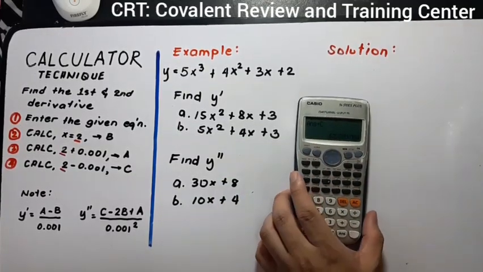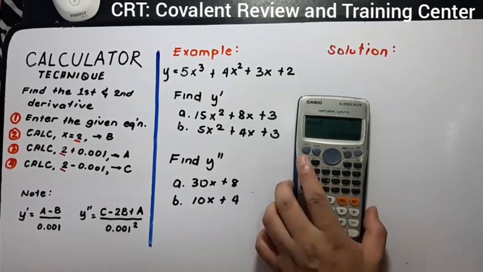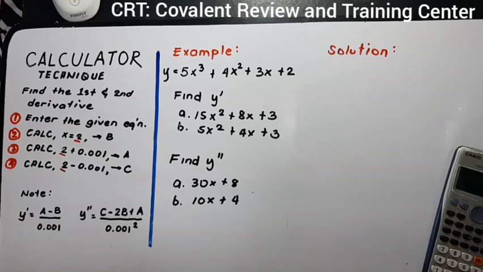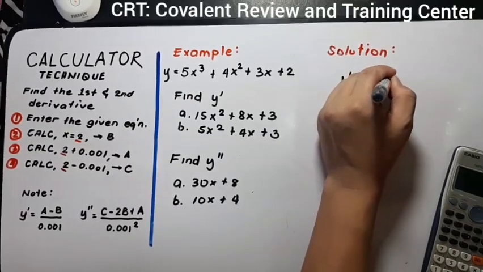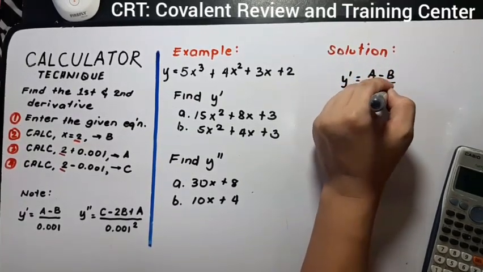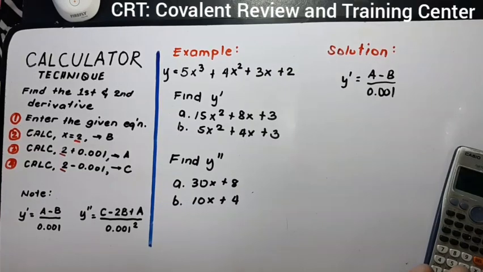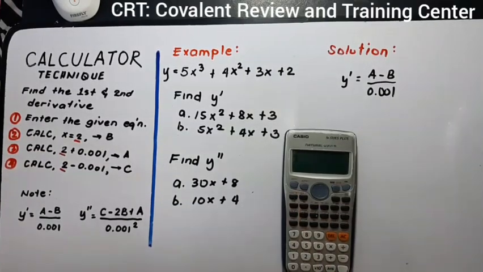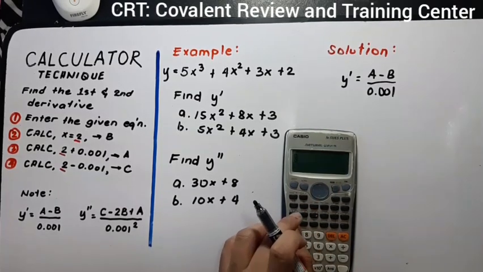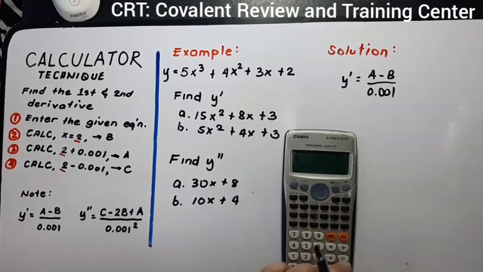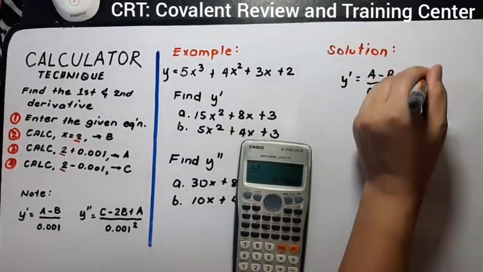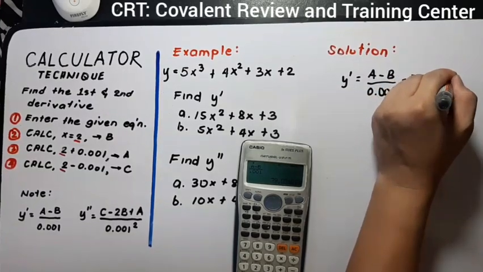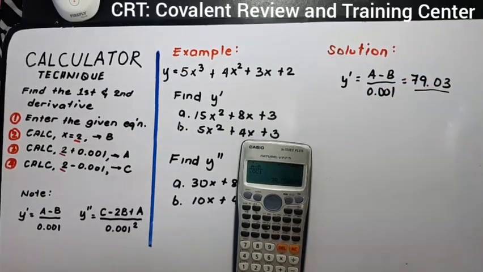Okay, so since we already have values for memory A, B, C, let us now perform the equation for first derivative. And this is A minus B over 0.001. Okay, so let us solve that expression or formula. Memory A minus memory B over 0.001 equals. The result is 79.03. So this is the value of first derivative.